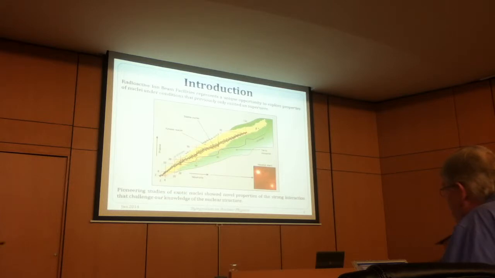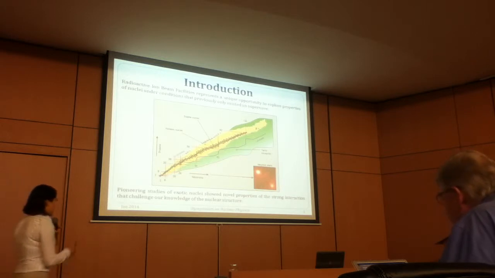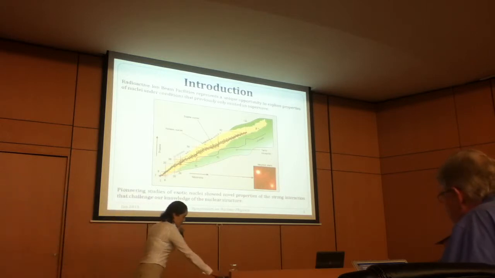because, as you can see from this line that is the r-process, most of them are important for nuclear astrophysics predictions. And the pioneering investigation of the light mass regions has shown novel properties of the strong interaction and challenged our knowledge of nuclear structure.